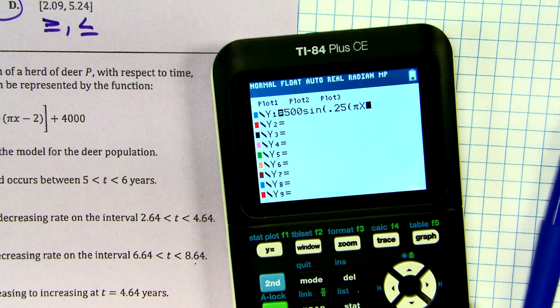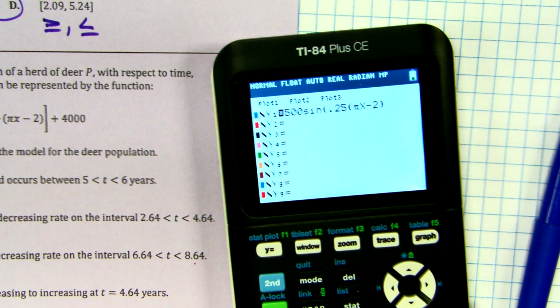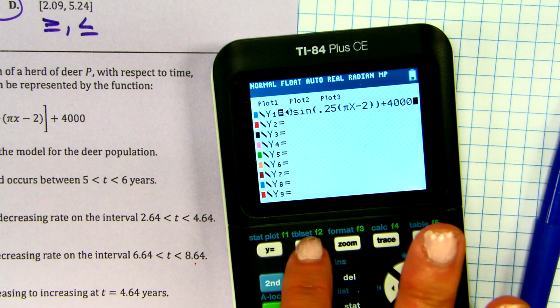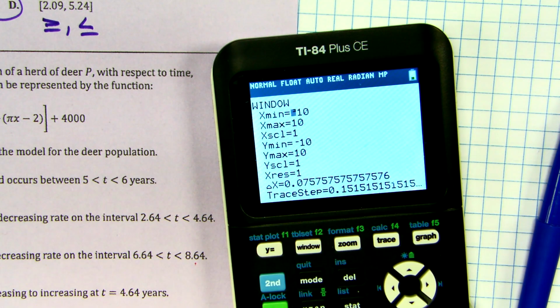Pi x minus 2. Double parentheses, right? If you have a set of parentheses within parentheses, you have to close them both. Plus 4,000. I'm not even going to bother trying to graph this yet. I definitely have to change my window. Now, on some of them it said from this to this. This just said a 10-year study. So that would mean 0 to 10. 10 years.